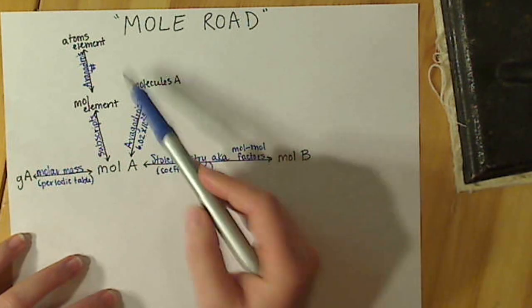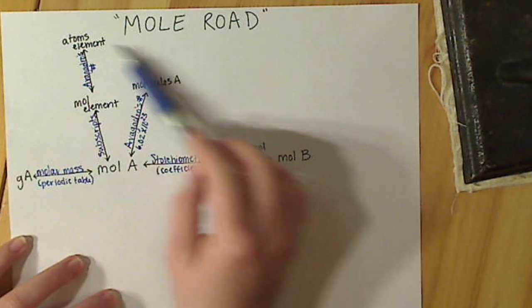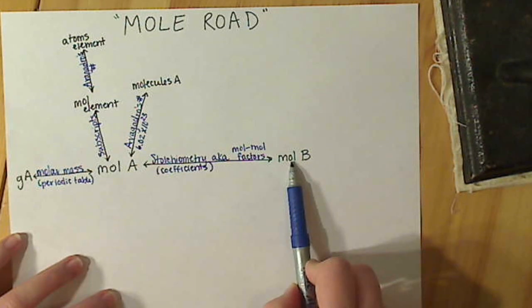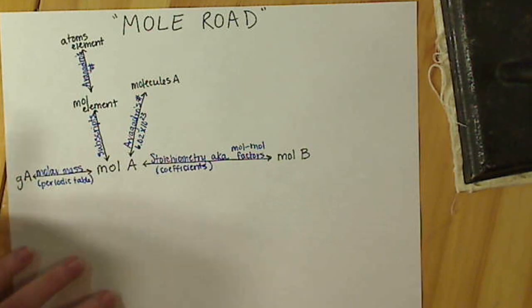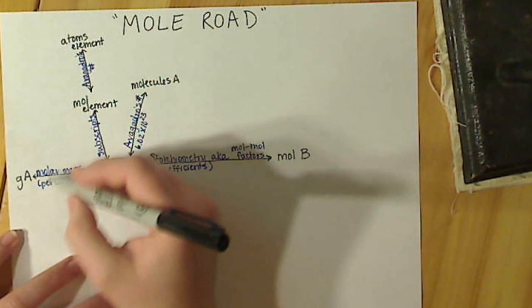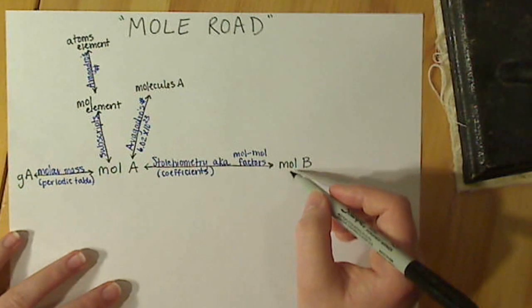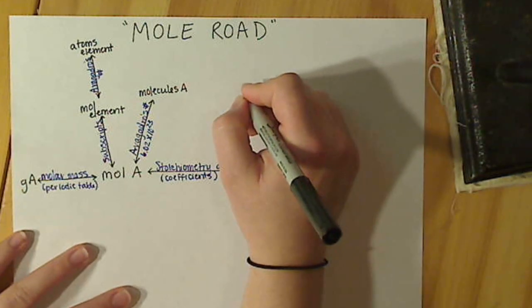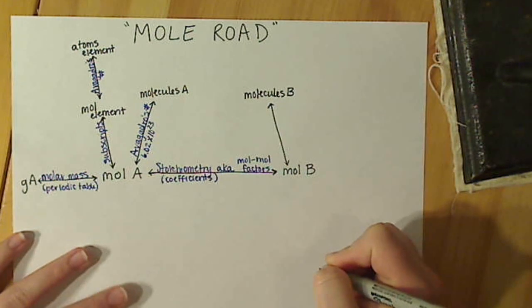Now, what makes this mole road so cool is that once we get to moles of A, from wherever we start over here, once we get to moles of A, we can convert to moles of B, and then we can get to wherever else we want. Okay, so we have the same calculations for moles of B as we did over here. Okay, so if we get to moles of B here, we can get to molecules of B, and that's using, again, Avogadro's number.